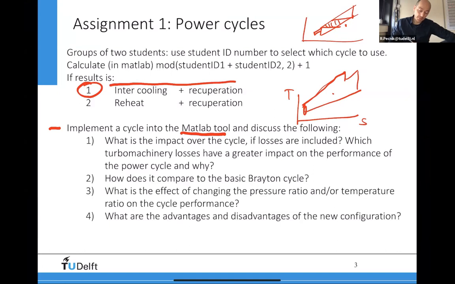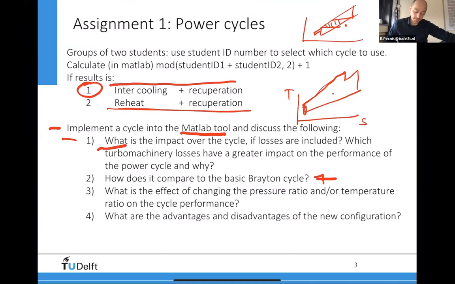And then once you have implemented the new cycle, so we provide you with some tools already in Excel and MATLAB, which has implemented the basic cycle without recuperation, without intercooling or reheat. You add it yourself. And then you check, you answer these questions. What is the impact on the cycle if you add this? If you add reheat, if you add recuperation, how does the efficiency change? Is the efficiency much higher? Is the efficiency lower than before, et cetera? How does it compare to the basic Brayton cycle? You need to discuss this, okay?